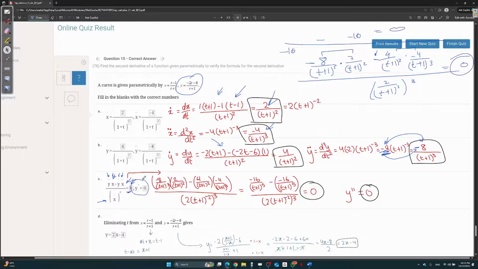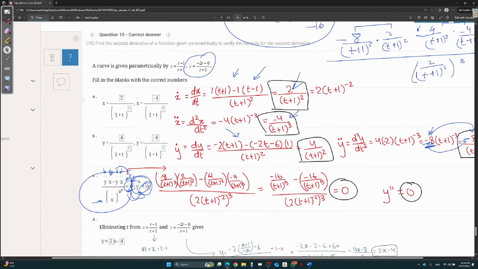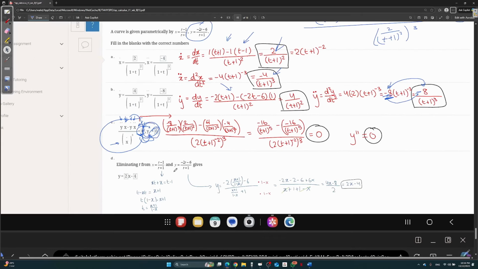Now, y double prime. If you remember, y prime was y dot over x dot. Y double prime is y dot x double dot minus y double dot x dot over x dot cubed. So when you found this, you're basically finding y double prime. But they don't tell you that. That's why they're asking you a follow-up question. So if this is equal to 0, what does this mean? Y double prime is equal to 0. All you have to do is put in the same value, because that's actually the formula for y double prime. So if this is 0, this is also 0. Then they say eliminating t from this gets you this. Eliminating t from this.